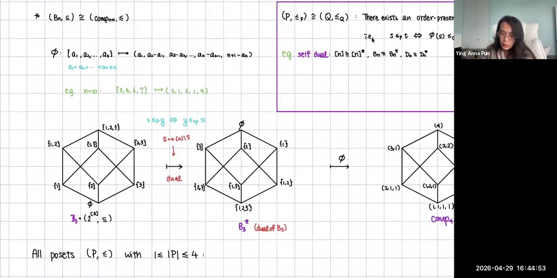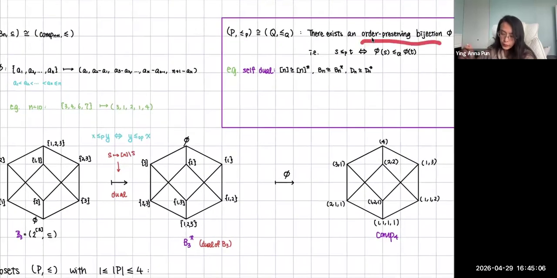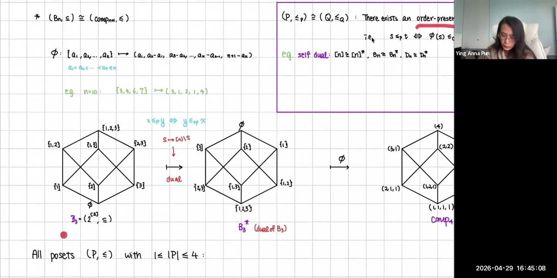And you can easily find the order preserving map, the order preserving bijection, by just using S map to n minus S. And then you will find the order preserving bijection from B3 to B3 dual, and therefore they're self-dual.